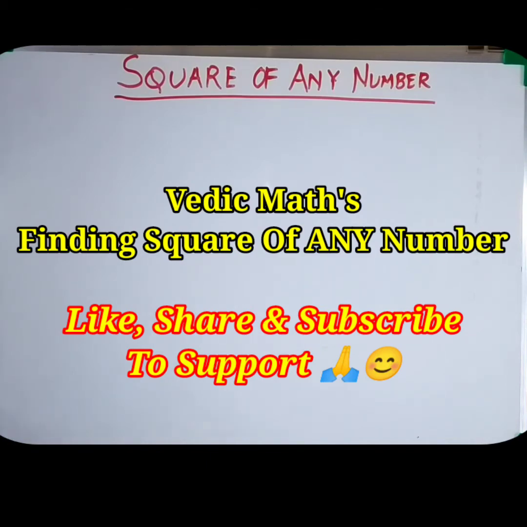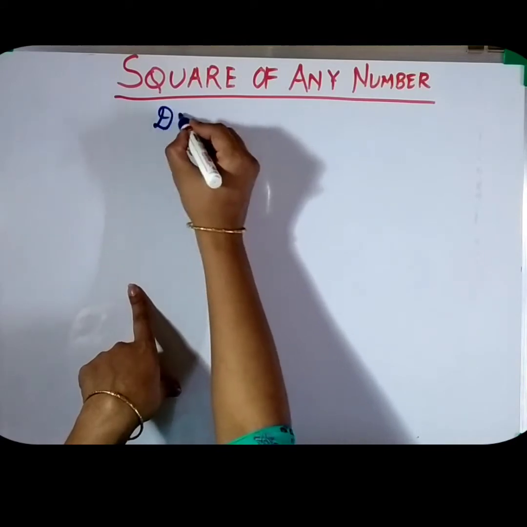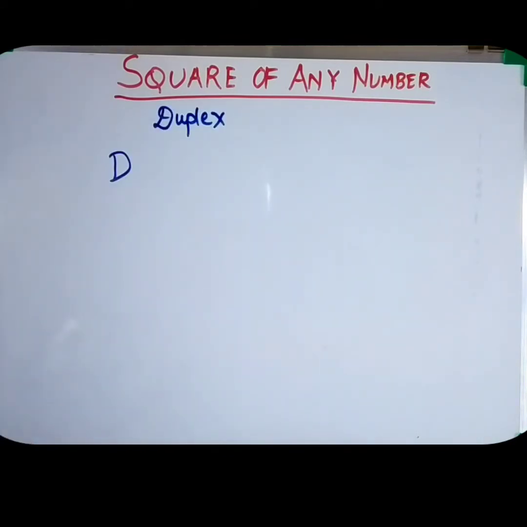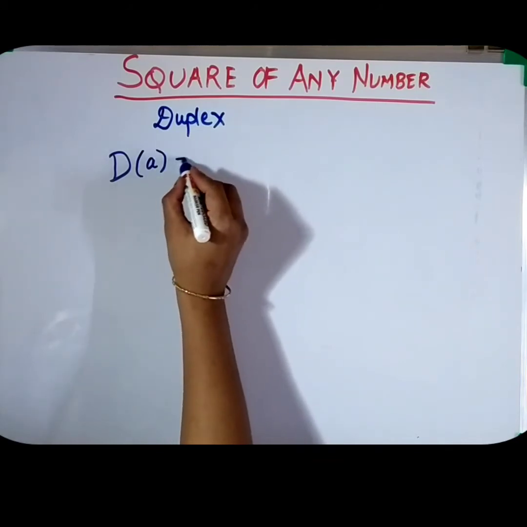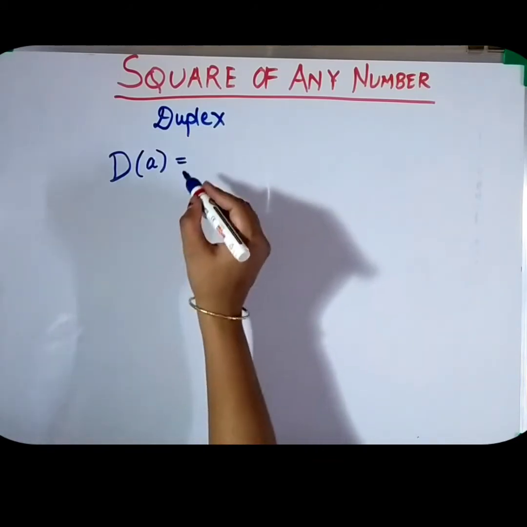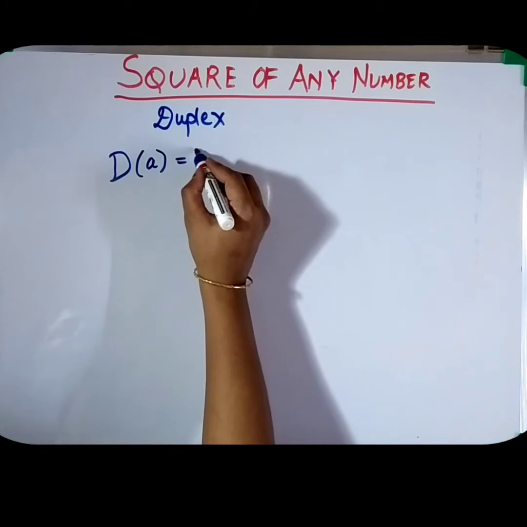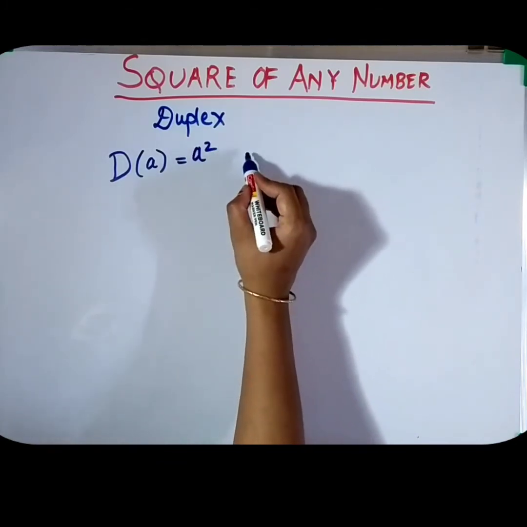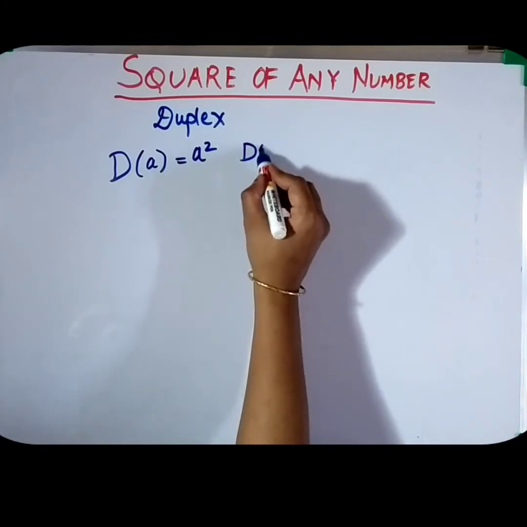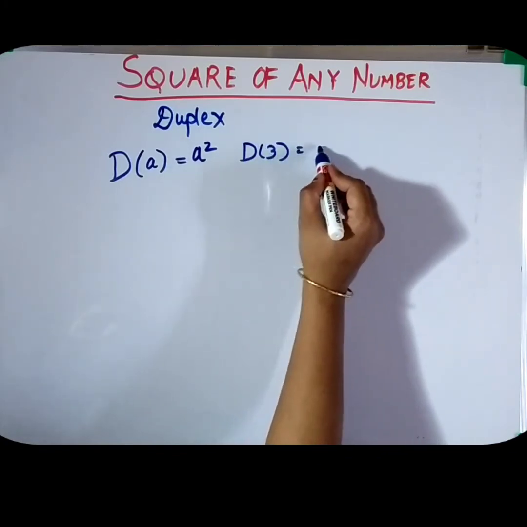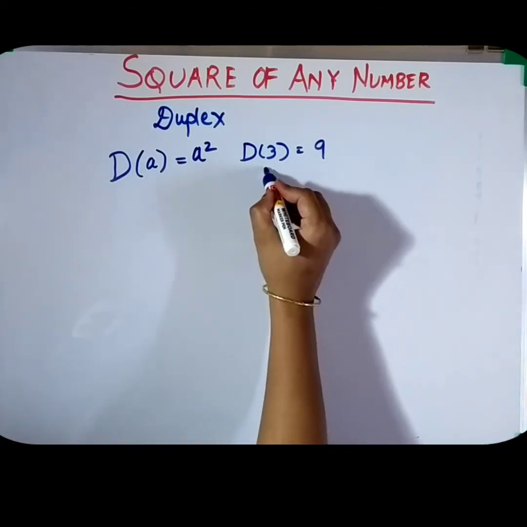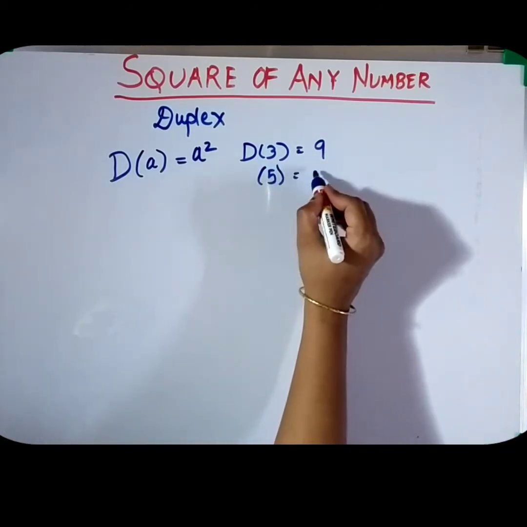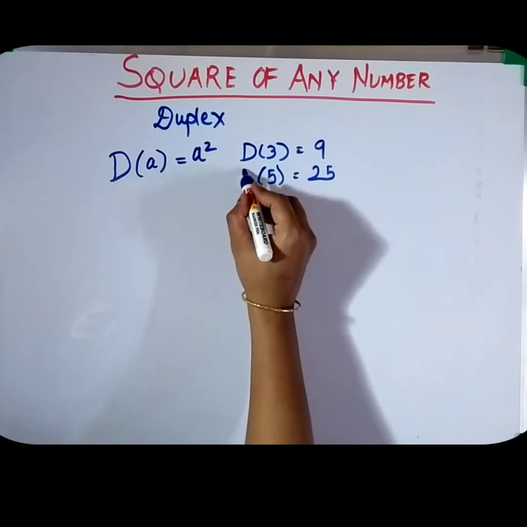In the concept of duplex, if we have to find the duplex of a single-digit number, suppose D of a means your single digit. So D of a is nothing but a square. If I have to find the duplex of the number 3, its duplex will be 9. If I have to find the duplex of 5, then its duplex will be 25.